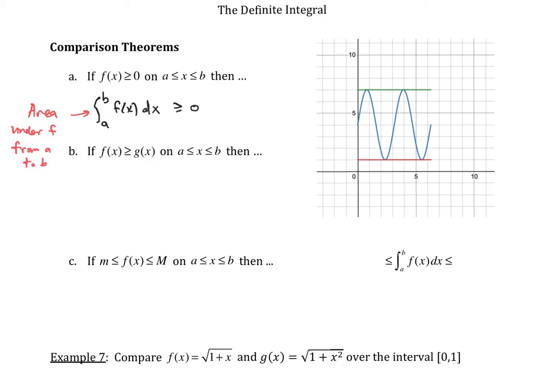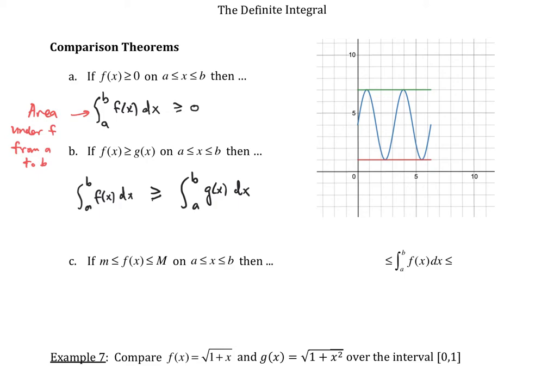Okay, so if you look at the second comparison theorem, instead of comparing f of x to the number 0, we're comparing f of x to some other function, g of x. So let's say that f is greater than or equal to g on this closed interval from A to B. Then we can compare the integrals of the two. So we've got the integral from A to B of f of x dx, and the integral from A to B of g of x dx. And if f of x is bigger than g of x, then its integral, that is the area under the curve, will also be bigger or equal to.